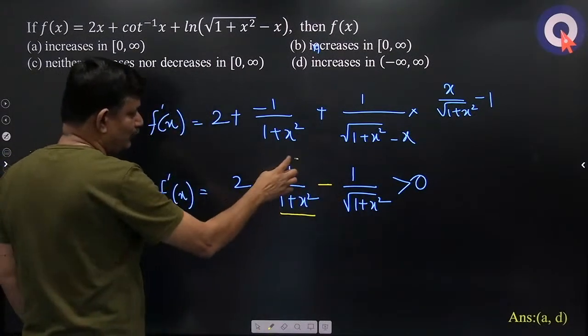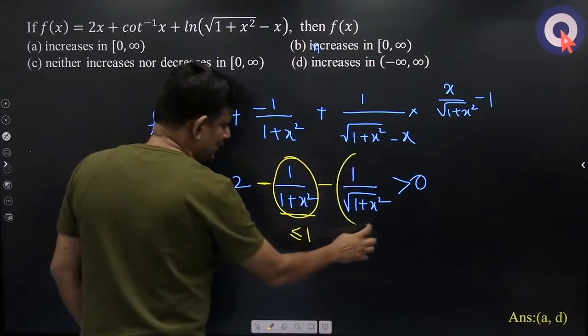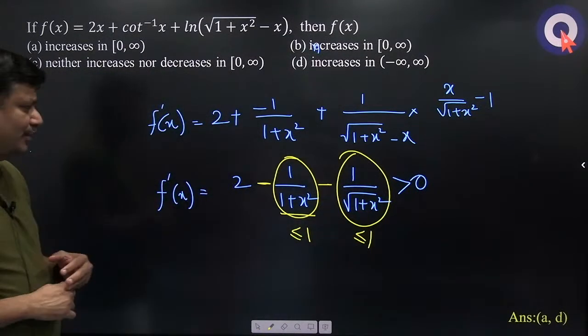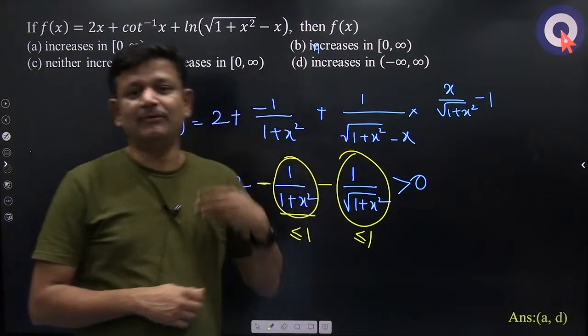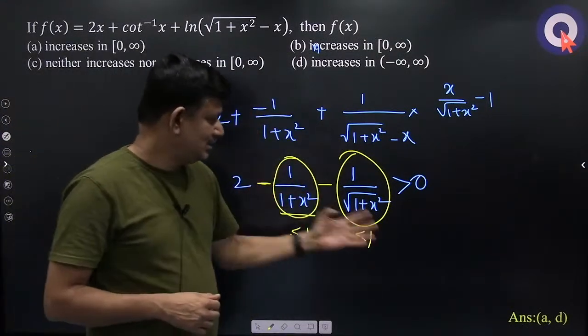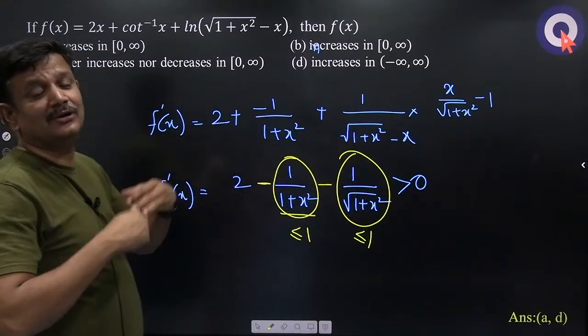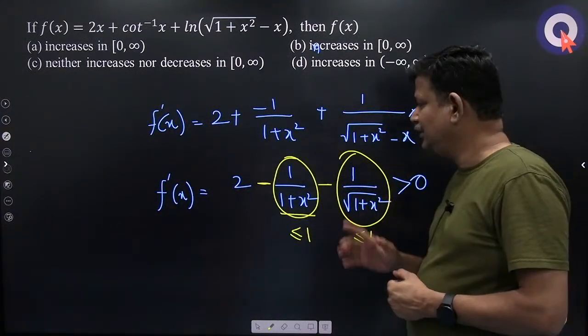Okay. Now focus on this quantity. This is always less than or equal to 1. Now from 2 you are removing something less than 1. So the answer will be more than 1. From that, I am removing another quantity less than or equal to 1. What will happen to that? That will also be positive. So overall this quantity will always be positive.